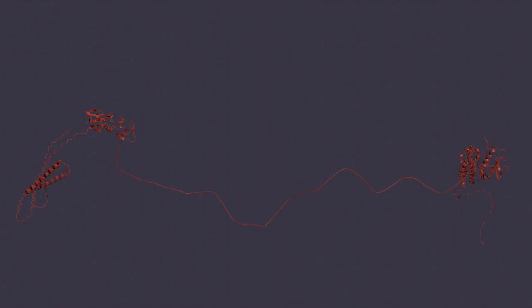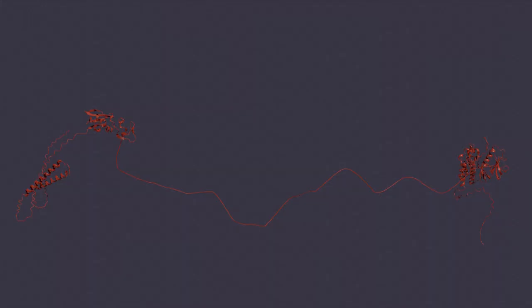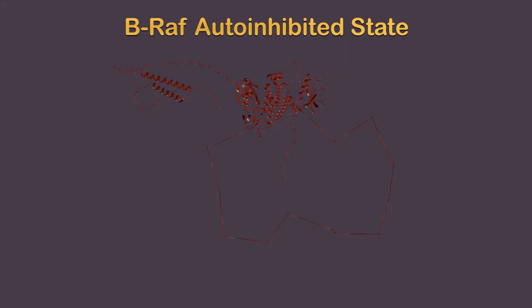Here is B-Raf again, showing it with the hinge region stretched out. The N-terminal part of B-Raf that has the RBD and C1 domains is referred to as the regulatory region. And the kinase domain on the other side of the hinge is the catalytic region. RAF never actually looks like this in cells. In cells that are not dividing and that have the RAS MAP kinase pathway turned off, RAF assumes an auto-inhibited state where the hinge region is folded so that the regulatory region makes contact with the kinase domain. The hinge region looks different here so that we can animate it.